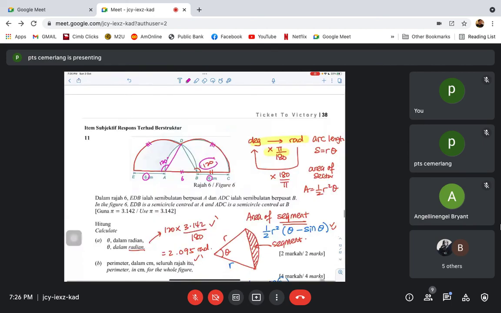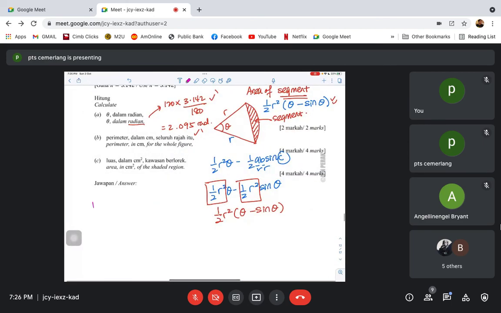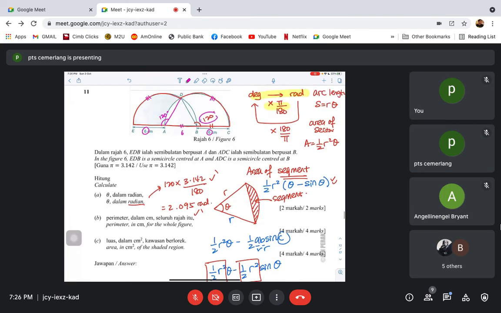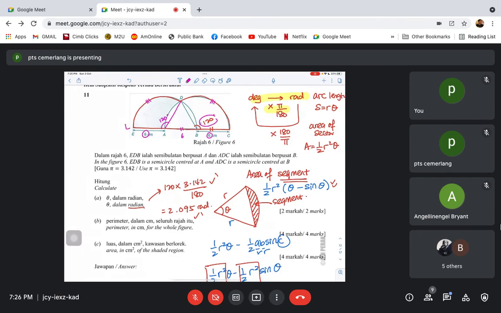Okay, look at question B straight away. Tengok soalan B ya. So to find the perimeter of the whole diagram, first of all, let us just take one of these. Kita cari dulu panjang arc length ED. Cuba cari ED dulu lah. Okay, let's say we want to find arc length ED.